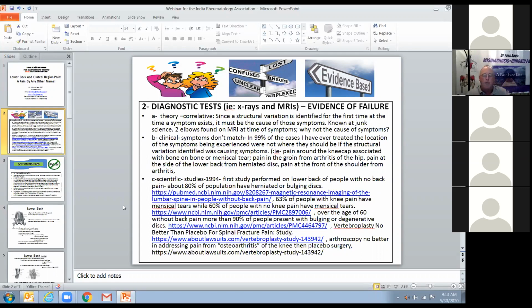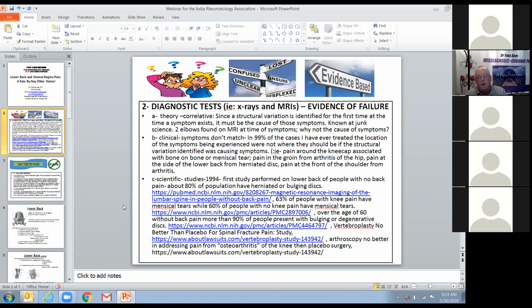Another interesting study was the one regarding knee pain and meniscal tears. It showed that of the people who have knee pain, 63% have meniscal tears. Of the people who do not have pain, 60% have meniscal tears. This certainly goes against this premise of hypothesis and null hypothesis. A more recent study showed that over the age of 60, 90% of people without back pain have bulging or degenerative discs. And I gave the information about where these studies were. If anybody wants to look them up, you can read further into the way these studies were done.